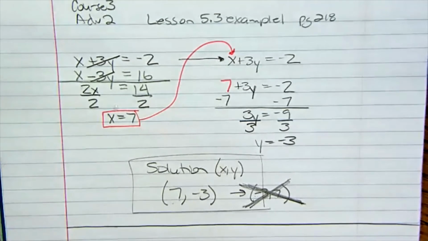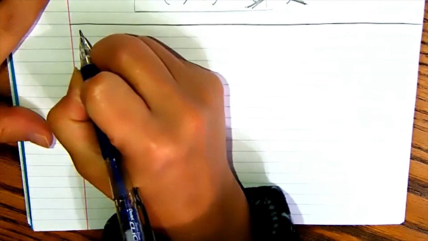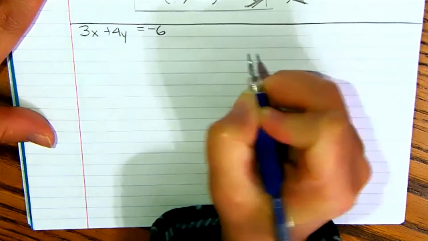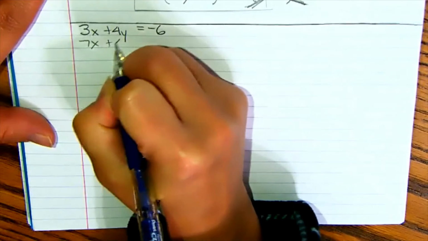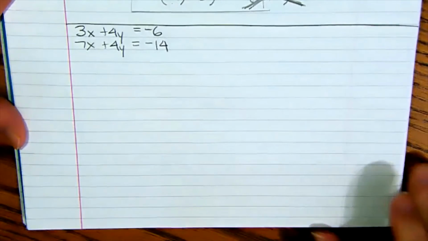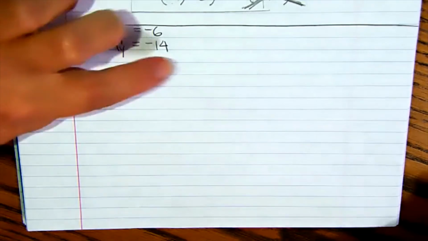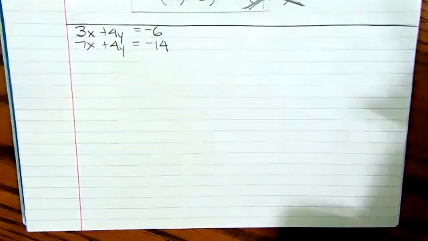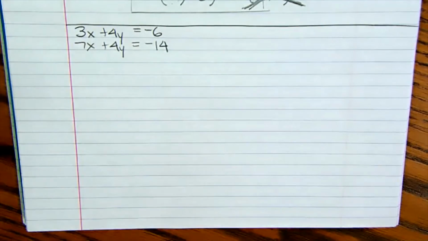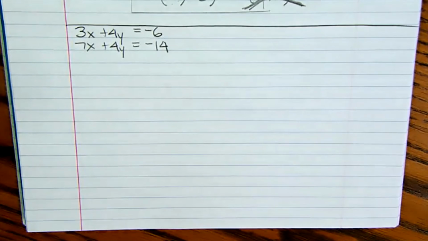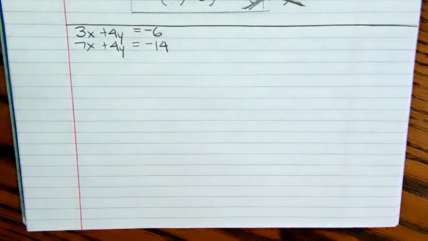So let's take a look at another problem, another system of equations. The book has given us this system. 3x plus 4y equals -6, and 7x plus 4y equals -14. Okay, when I look at this system of equations, nothing cancels. I have a 4y and a positive 4y. They don't cancel each other. If only one of these 4y's was negative, then they would cancel each other. If only.